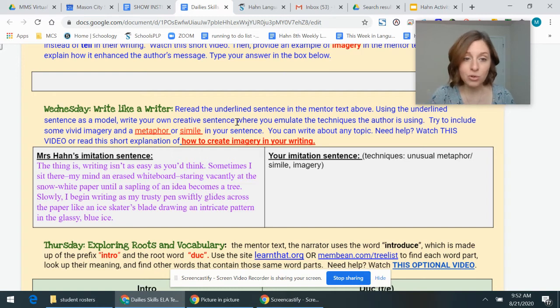So I use some imagery, right? The glassy blue ice, the snow white paper. I also used a metaphor and a simile. At the end, I said, my pen glides across the paper like an ice skater's blade, drawing a pattern on the ice. I also used a metaphor, my mind an erased whiteboard. It's a comparison of like I was having a brain freeze and I couldn't think of anything. It's just like a blank erased whiteboard. You don't need all of that figurative language in there. Try to get at least one metaphor or simile, and then please use some imagery.